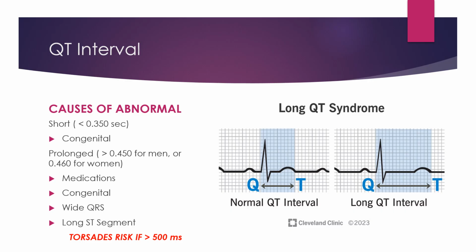Anything that changes the width of the QRS, because remember what happens during the QT, right? The QRS happens, the ST segment happens, and the T wave happens. So if something prolongs the QRS, like a bundle branch block, then the whole QT would probably be a little longer. If the ST segment gets long, like with hypocalcemia, then that is going to spread that out, and then your QT will be long. And again, like I told you, you're at greater risk for torsades if your QT is over 0.50 seconds or 500 milliseconds.